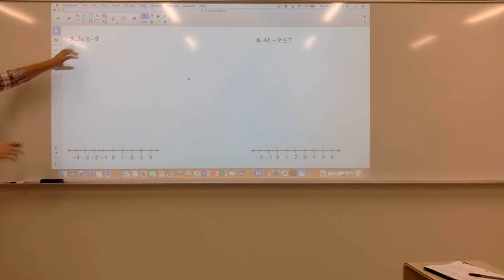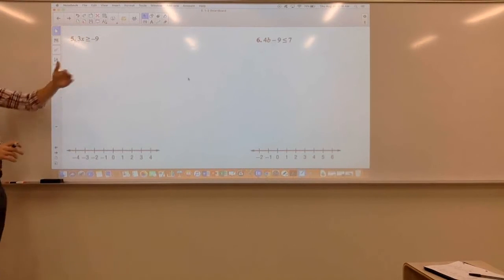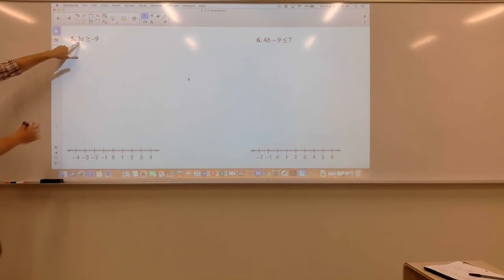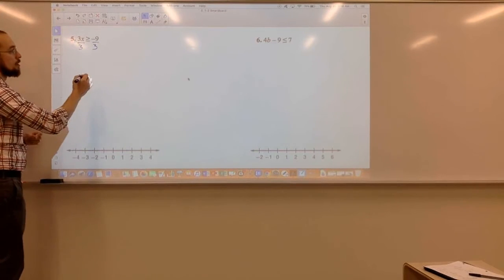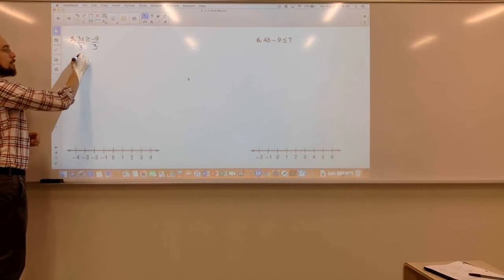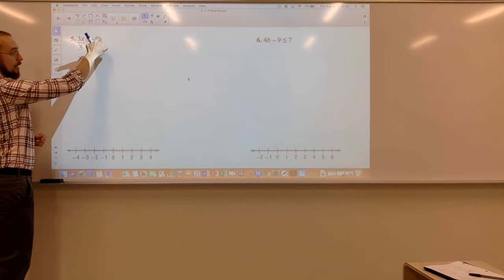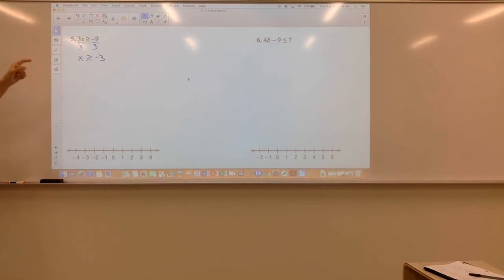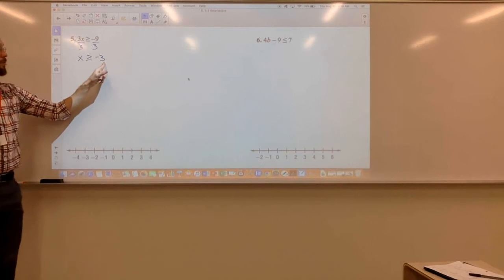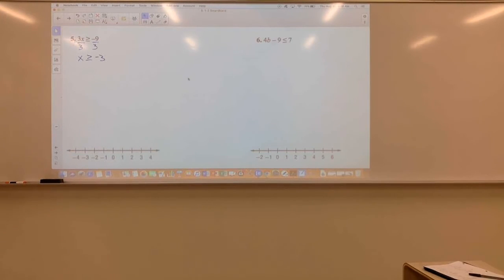Alright, so on number 5, this one looks tricky because we've got a negative in there. Right? But to get x by itself, I'm actually just going to be dividing by a positive number. So if I divide both sides by 3, I get negative 9 divided by 3 is negative 3. But I'm not going to flip the inequality because I divided by a positive number. Even though this answer over here is negative, the number that I actually divided by was positive. So I do not flip the inequality here.